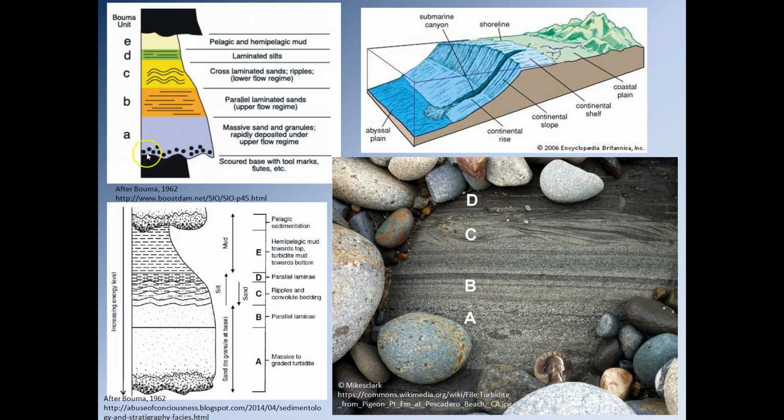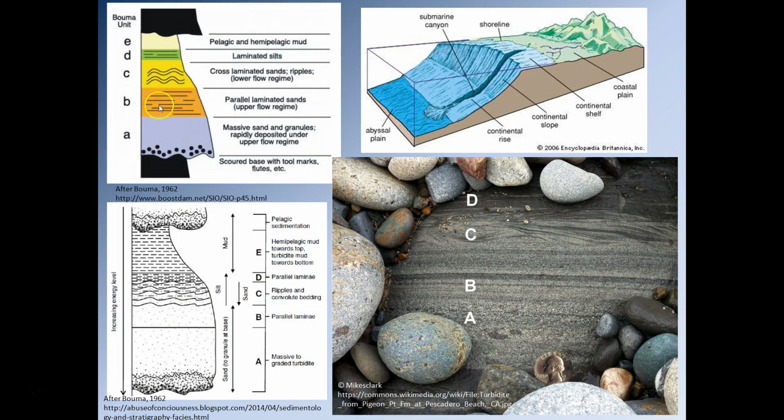Above this chaotic base, you have a massive layer of sand. That's a layer of sand-sized particles that have no structure to them. It's just a massive sand. Above that massive sand, we have layer B. That's a layer of sand that shows parallel lamination. In this layer of sand, we get lots and lots of fine, sub 1 centimeter size layers.